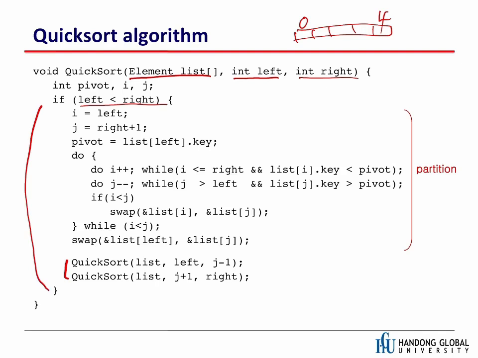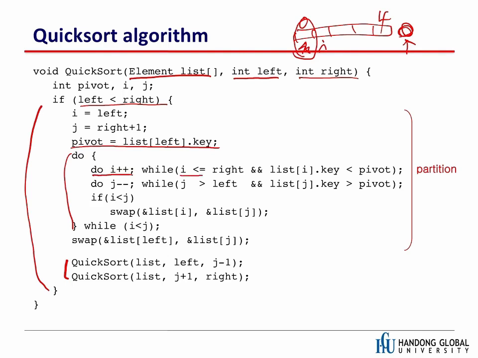Okay, and then i starts from left, so here is i, and j starts from right plus 1, so j is pointing to this one. Don't worry. And then pivot is the first element. Left is actually the first element, so pivot is the first element of this list. And then this part is critical. In this do while loop, we have another do while loop here. So we actually increase i first. So now i is here, and then we check.